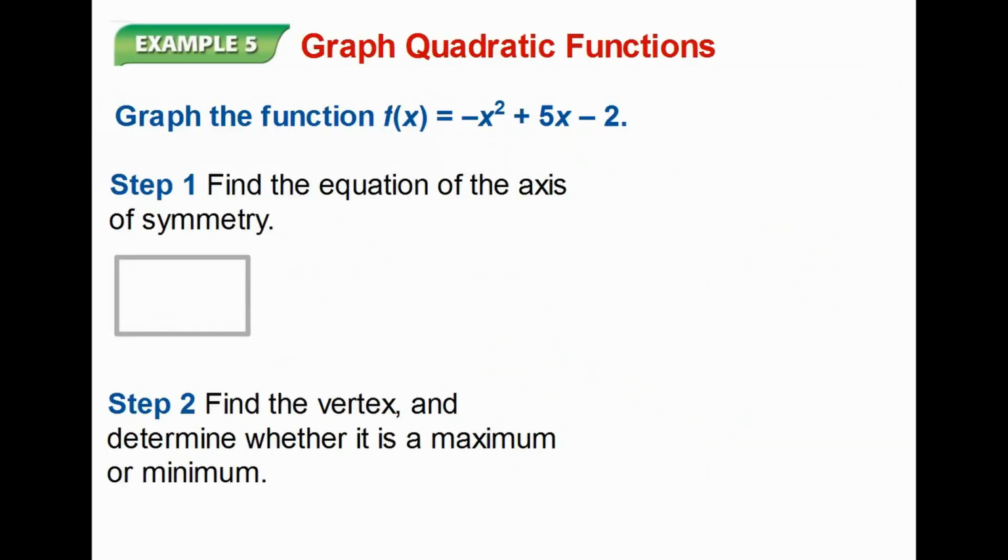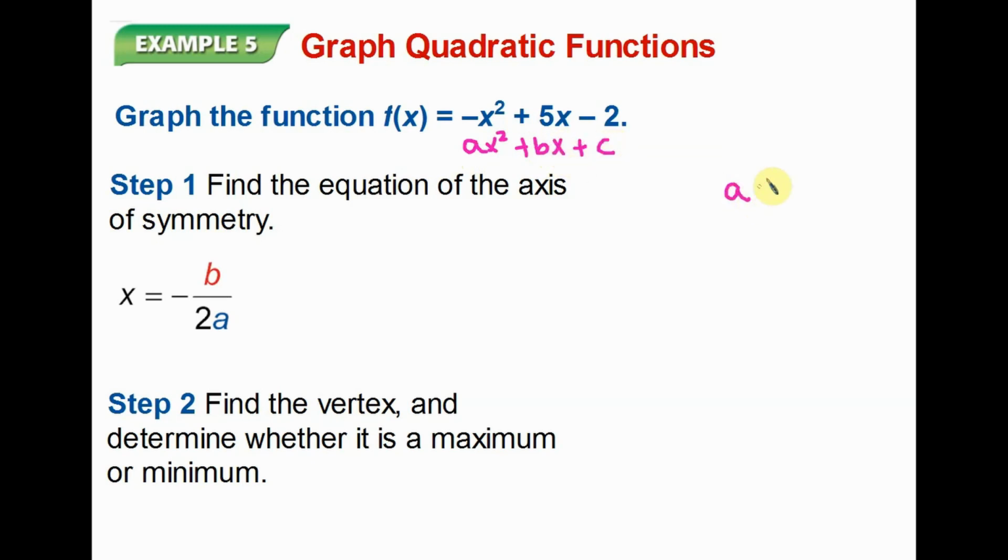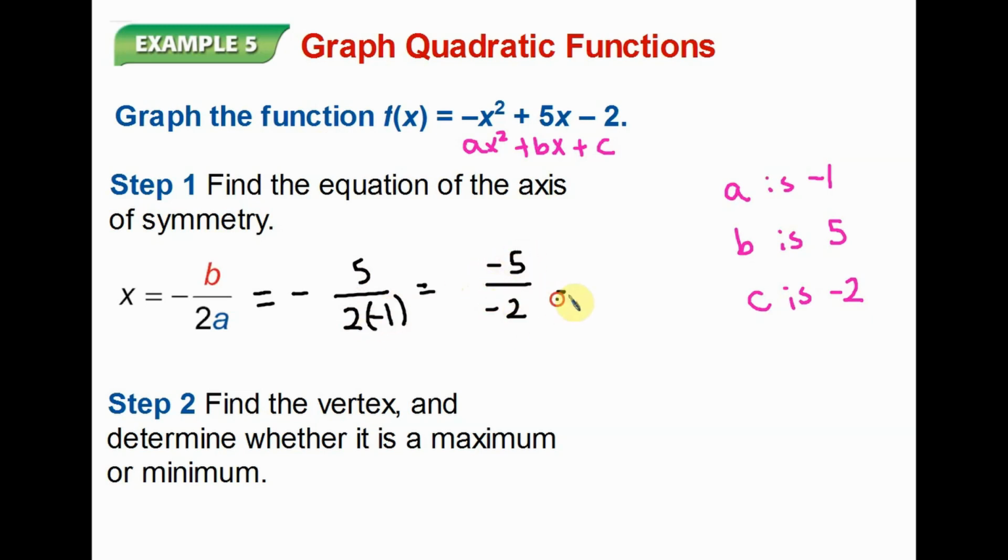We're going to practice how to graph a function of f of x is equal to -x squared plus 5x minus 2. First step is, again, you're going to find the axis of symmetry using x is equal to -b over 2a. In this case, if I was following ax squared plus bx plus c form, a is -1, b is 5, c is -2. When I plug it in, you will have negative, b was 5 over 2 times a was -1. And then it becomes -5 over -2, which becomes 5 over 2.